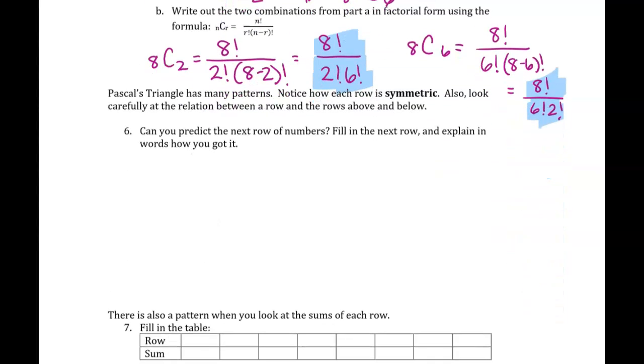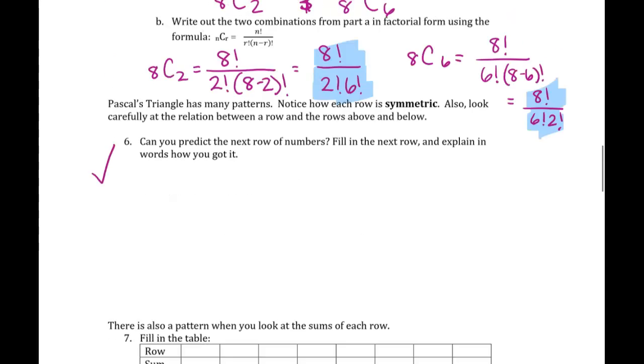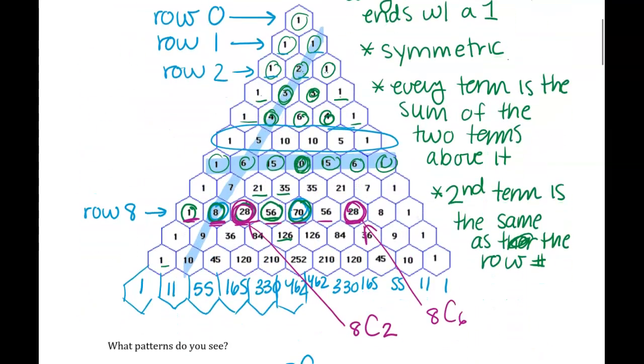We already did this. I jumped ahead. Okay. We filled in the next row by adding the 2 terms above each number. And when you fill in the sums of each row, there's actually also a pattern. So pause for a moment and fill in the sums of each row. And by sums of each row, I mean add up all these. So the sum of this one would be 1. 1 plus 1 is 2. 1 plus 2 plus 1 is 4, etc.